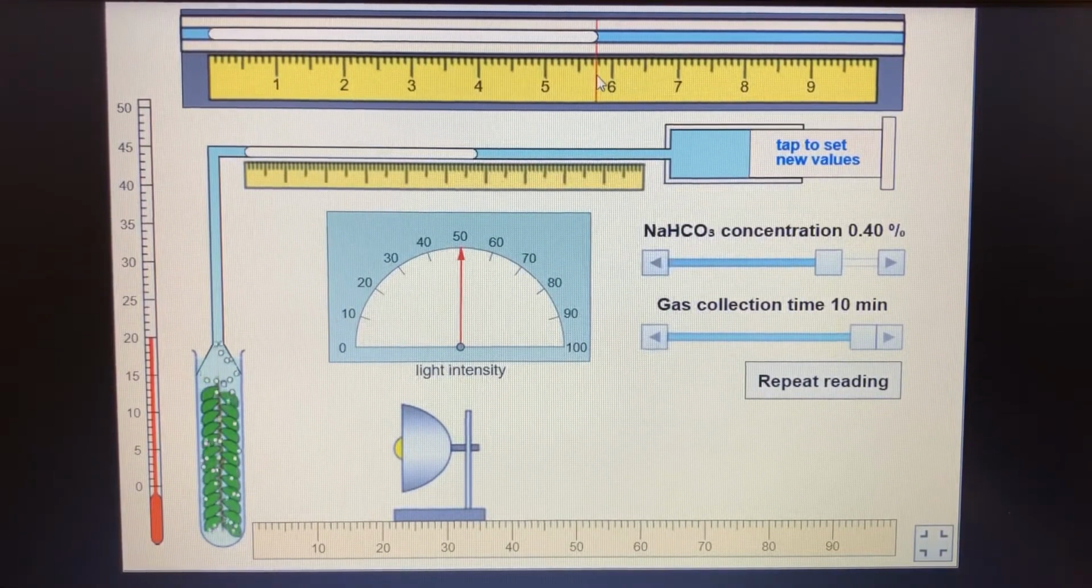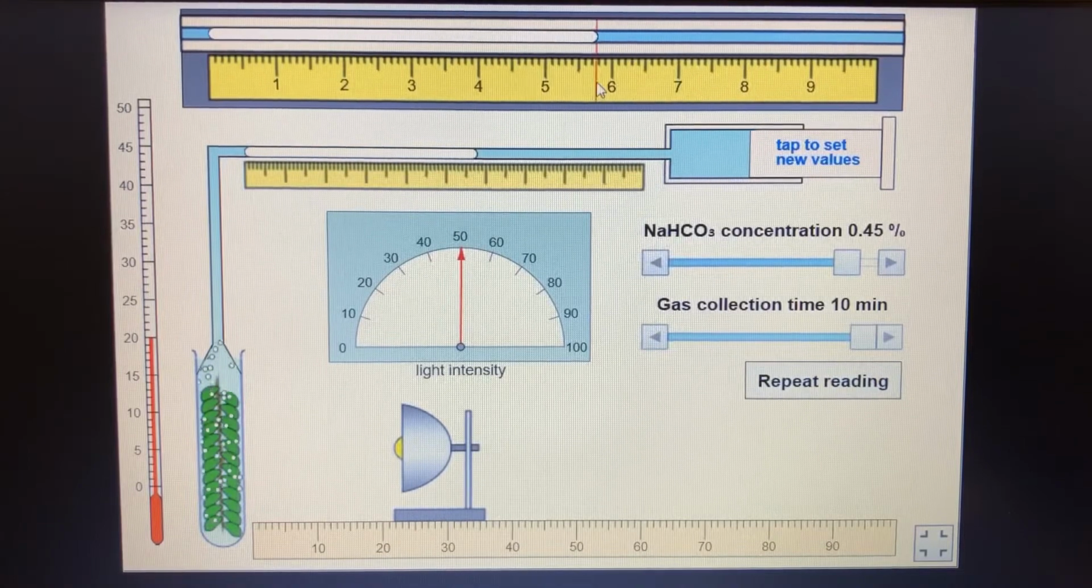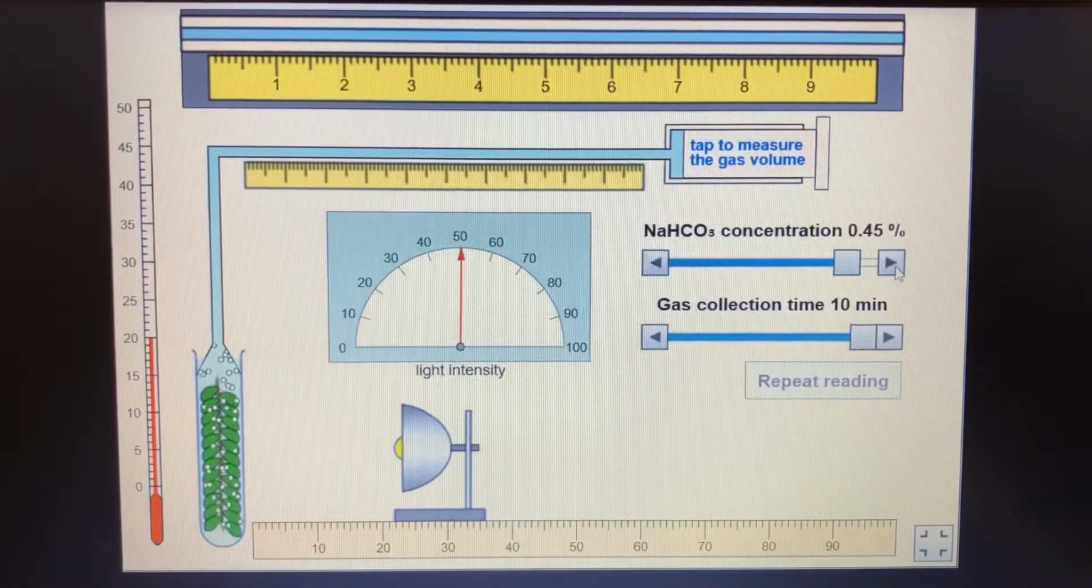Oh, do it as the repeat reading. 5.8. Sometimes if you just click on the syringe to go in and out, it gives you the same result each time, so it's best to do repeat readings. Right, we're nearly there, 0.45, and let's collect some gas. 5.8, 6.2 and 7.1, and then we'll increase.